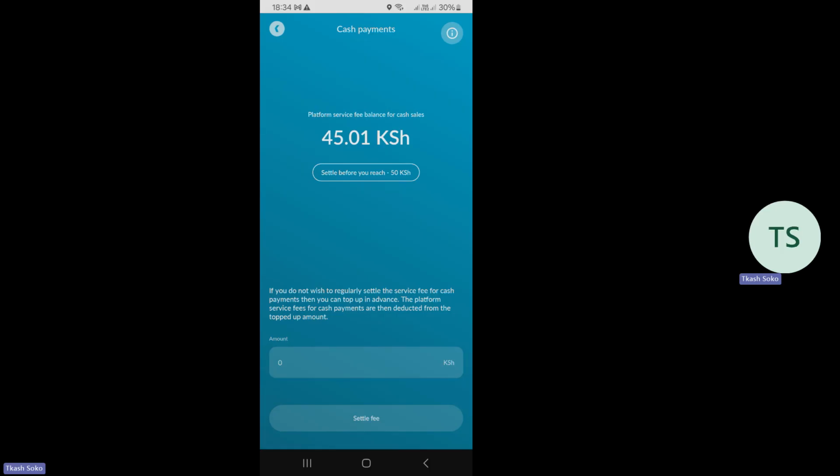So if you don't wish to regularly settle this fee for cash payment, you can top up in advance. So like tuseme mimi staki stress, najua hii app nikiitumia natumianga in a month something like cash sales inakujanga around 300, naweza top up 300 in advance, so that client akikuja mimi wana deduct from the money I had settled before.